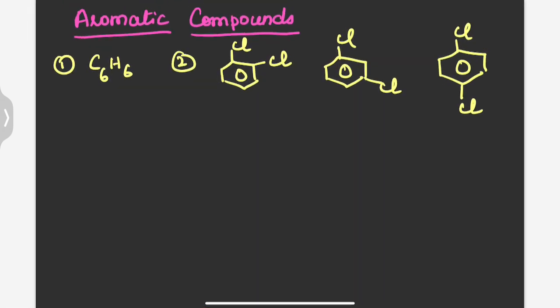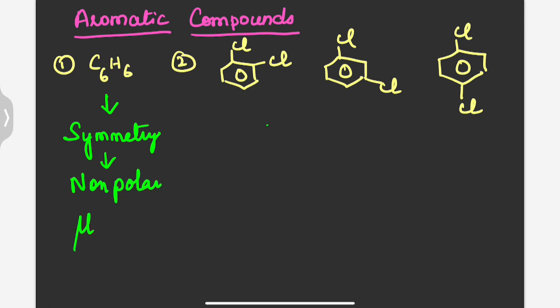Now let us see the dipole moment in aromatic compounds. First benzene. You know that benzene is a symmetric molecule. It shows symmetry. Remember that whenever there is symmetry, it is non-polar in nature. If it is non-polar in nature, the dipole moment will be equal to 0. So for benzene and CCl4, which are non-polar, their dipole moment will be equal to 0. Now we will go for this example.